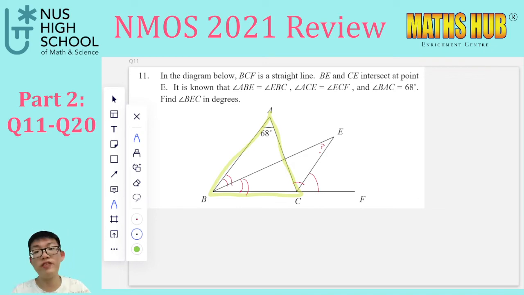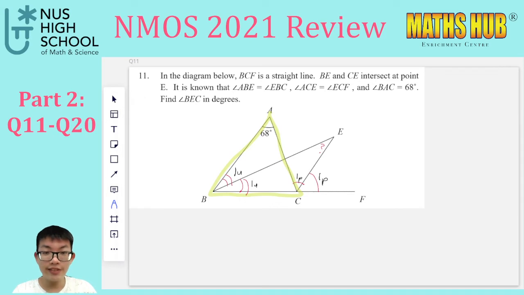So I think I should give these some names. I'll just call this one 1 unit and this one 1 part. I think we are comfortable with this. So now it means that 68 degrees is actually equal to this exterior angle, 2 parts, minus 2 units.